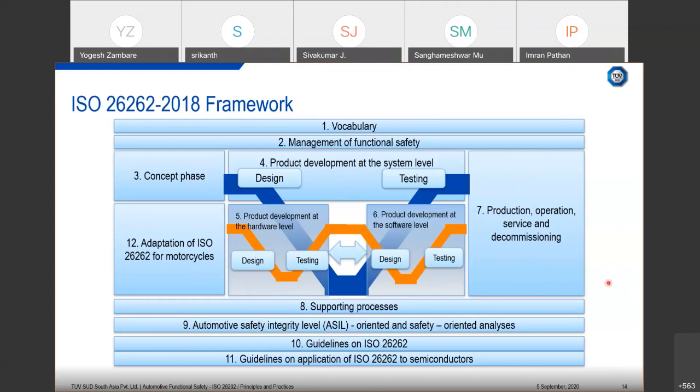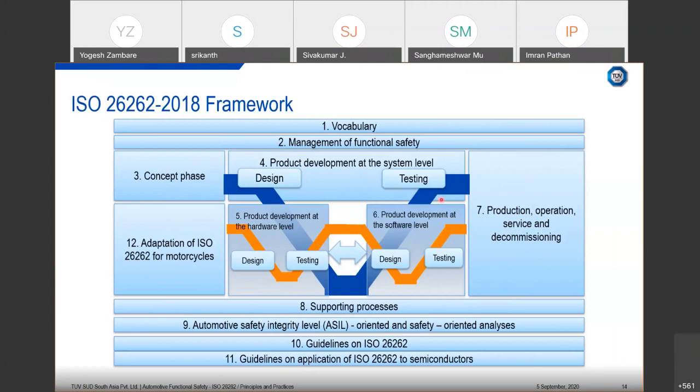And then part 2, management of functional safety. So functional safety management at various levels, such as organization level, project level, and also after SOP. At each level, various activities are defined to ensure the FUSA management is happening effectively. And then coming to part 3, the concept phase, wherein the item definition, hazard analysis, and the functional safety concepts are elaborated.